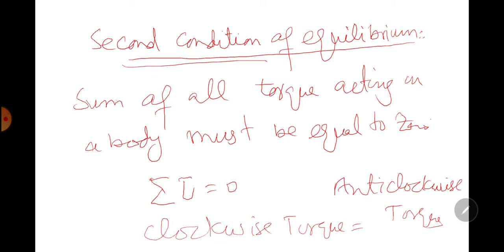The first condition stated that the sum of all forces acting on a body is equal to zero. The second condition states that the sum of all torque acting on a body is equal to zero. This is summation, read as sum of all. Sum of all torque acting on a body must be equal to zero. Then the body is said to be in rotational equilibrium. This chapter basically consists of turning effect of forces.